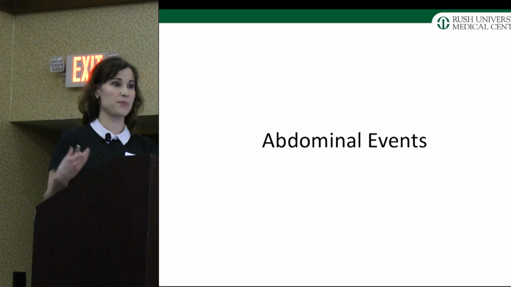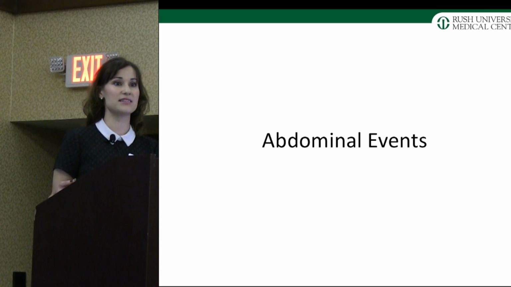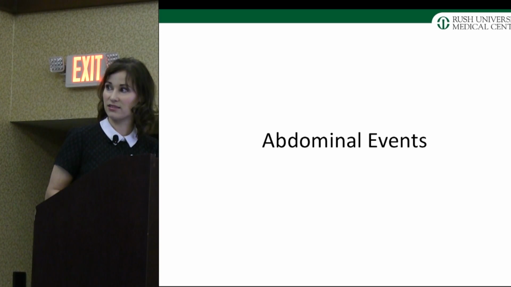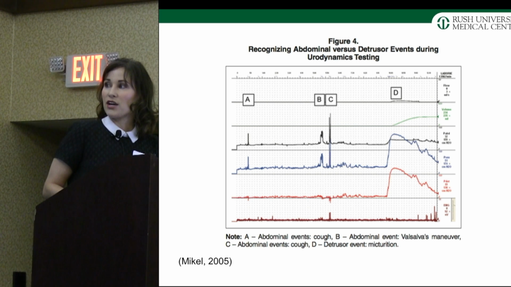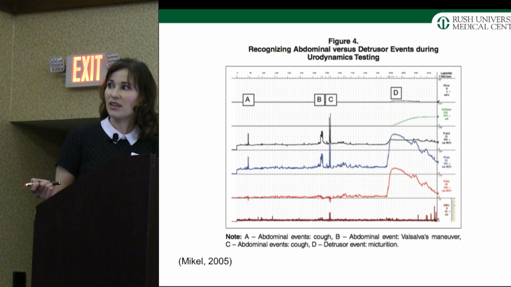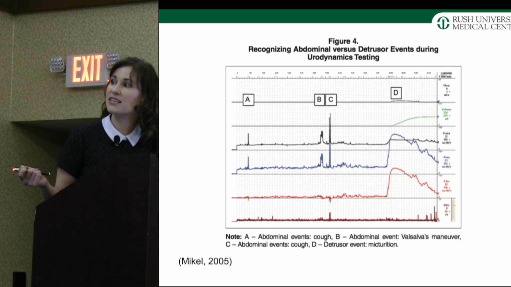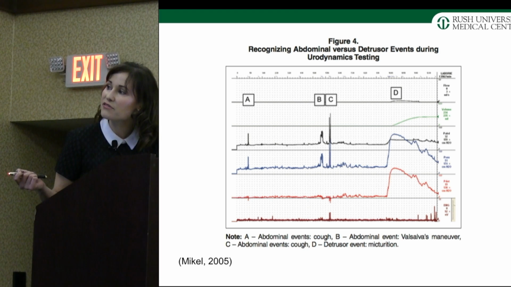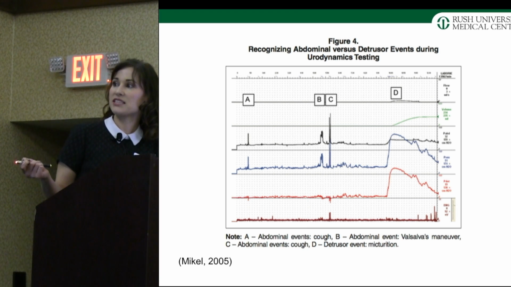We're going to talk a little bit about the difference between abdominal events and detrusor events. This is also a uroflow that I borrowed from Michael. You can see A here, this is an abdominal event. That's the volume, this is the abdominal catheter, and this is the vesical catheter. You can see these match each other. The patient's coughing, the two are matching, so it's an abdominal event.